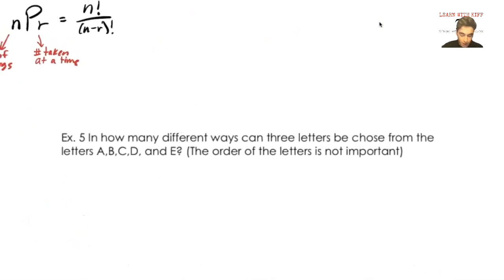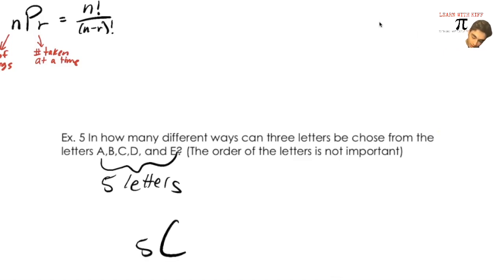How many different ways can 3 letters be chosen from the letters A, B, C, D, and E? The order of letters is not important. So if the order of letters is not important, then that means we're going with combination. So we have A, B, C, D, and E. This is 5 letters. Okay, so we have 5 choose, and how many different ways can 3 letters be chosen? So 5 choose 3, plug that into your calculator, that equals 10.